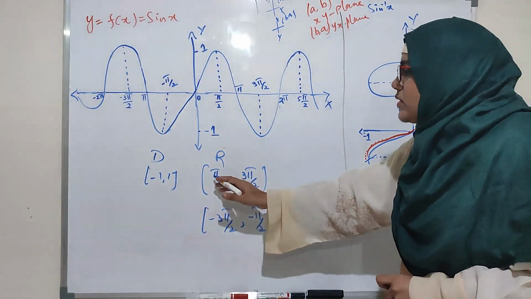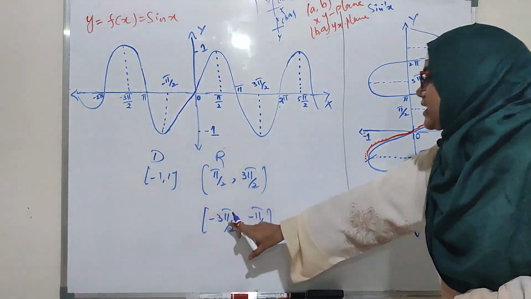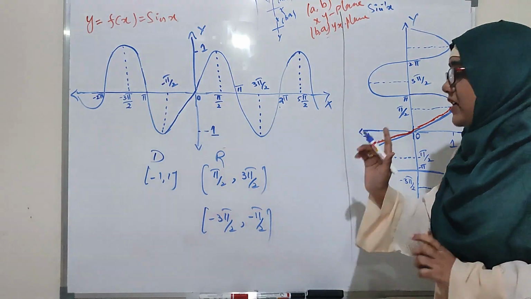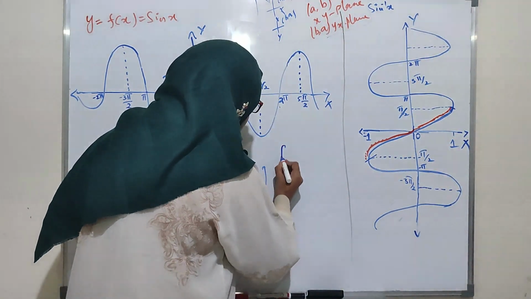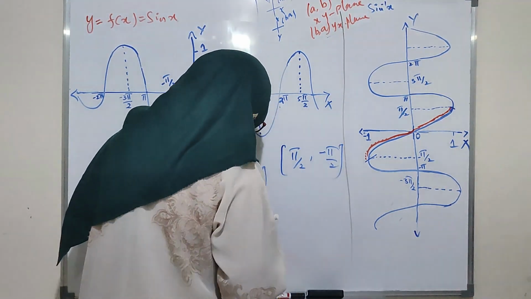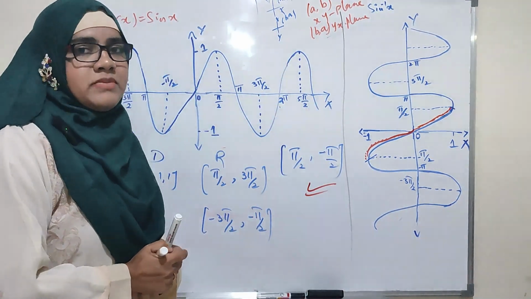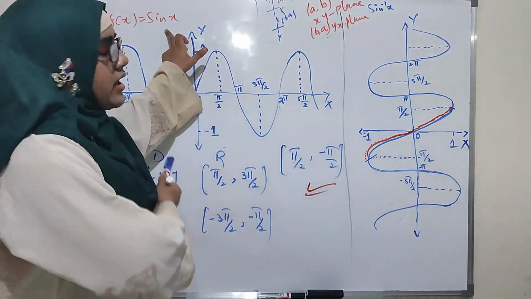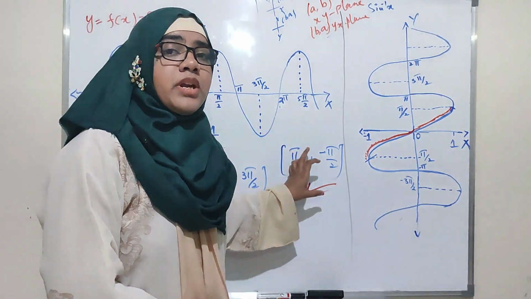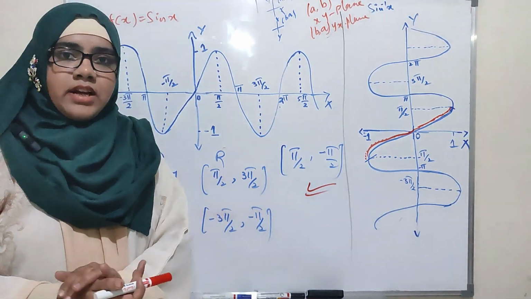Other intervals also work. For pi by 2 to 3 pi by 2, it becomes a one-one function. For minus 3 pi by 2 to minus pi by 2, it becomes a one-one function. But write this, it is very important: we have to consider only minus pi by 2 to pi by 2, because it is the principal value branch for sin x. We can take another interval also, but it is the rule. According to that rule, we take only minus pi by 2 to pi by 2 for finding the inverse of sin x.